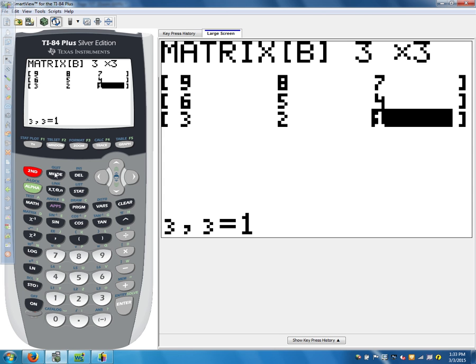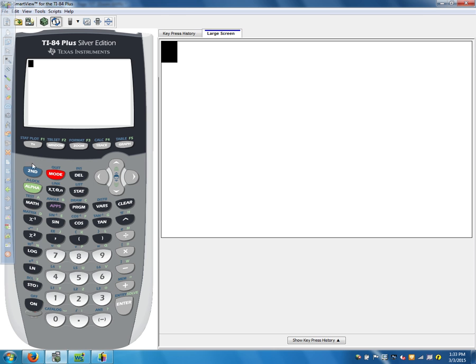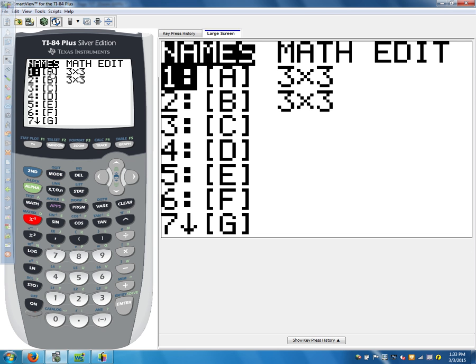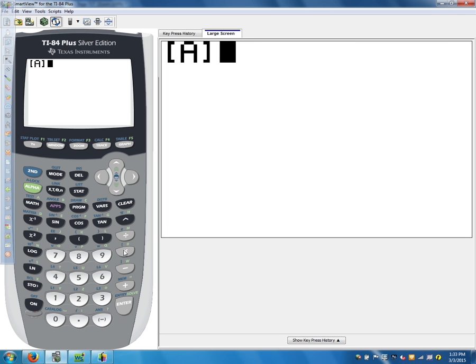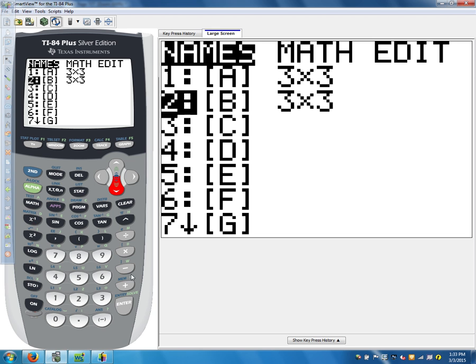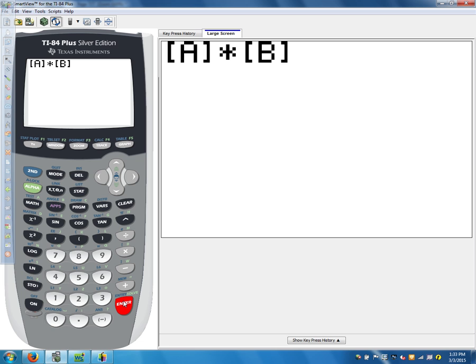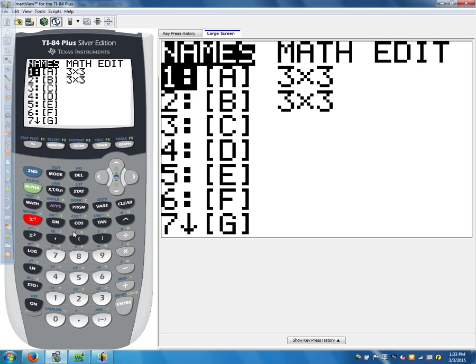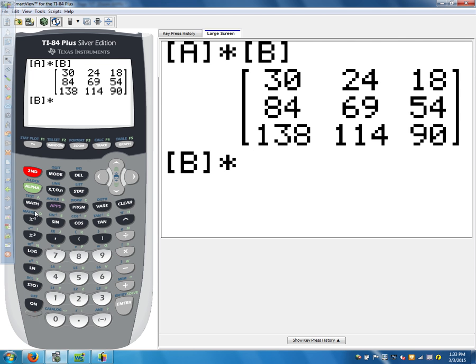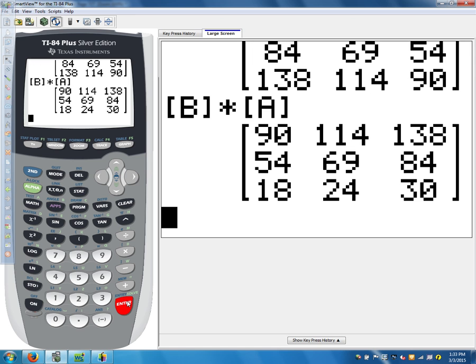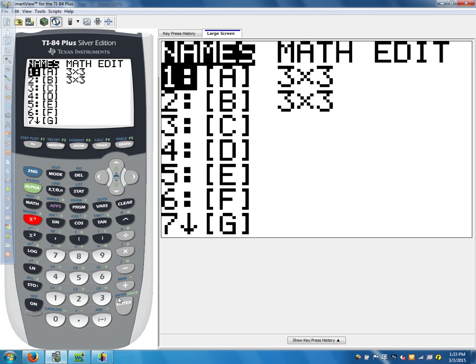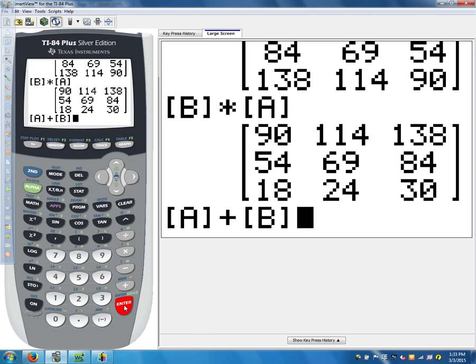All right, and if I want to multiply these two, I'm just quitting out of there. We'll go to second matrix, hit A. I don't have to do anything, just hit enter. Times, go back to the matrix, go down to B. A times B, hit enter, and there's my answer. I could do B times A, same thing. Just change the order, B times A. And there's B times A. And we can see those two aren't the same. I could do A plus B. Hit enter. There's A plus B.